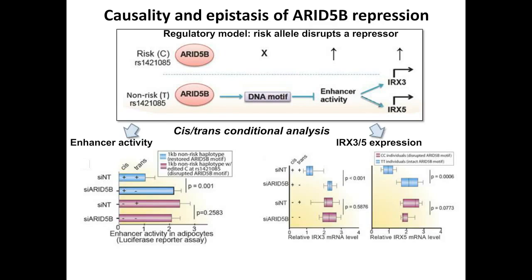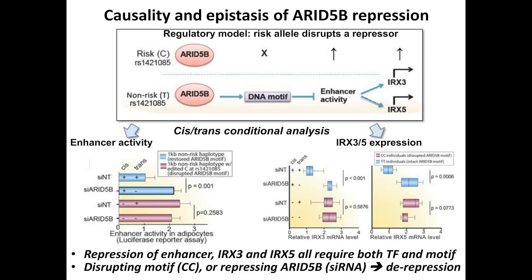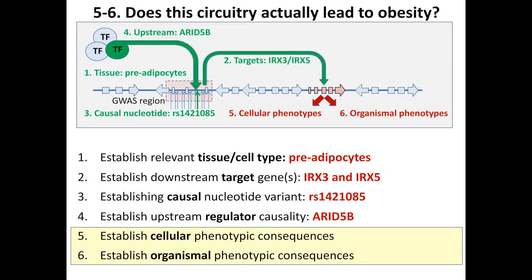We found that in order to successfully repress the enhancer, you need to have the intact motif and you need to have the intact regulator. But if you disrupt either of the two, you basically get a gain of enhancer activity. Similarly, to repress IRX3 or IRX5, you need again the intact motif and regulator, but disrupting either of the two, in fact, leads to a gain of activity. So that suggests that repression of the enhancer is, in fact, the causal mechanism that's leading to this dysregulation of IRX3 and IRX5 that might underlie the FTO association with obesity.